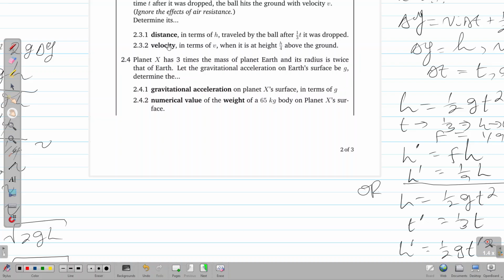Again, here the first step, of course, is that you must write the gravitational acceleration, so the equation for that on the planet's surface.